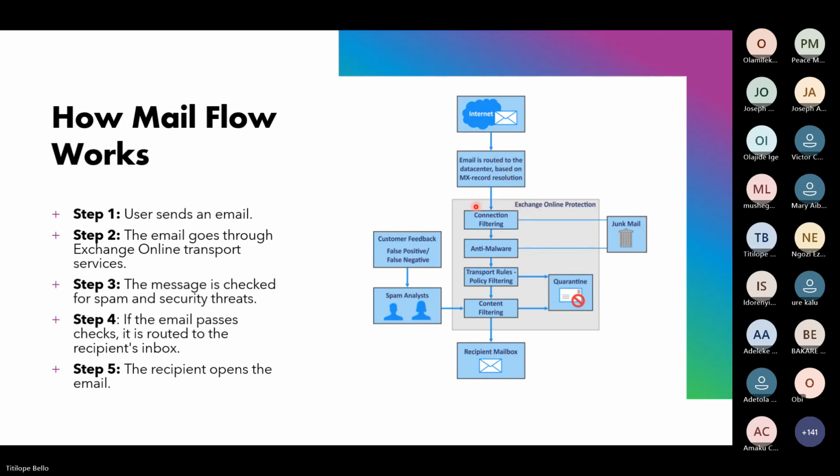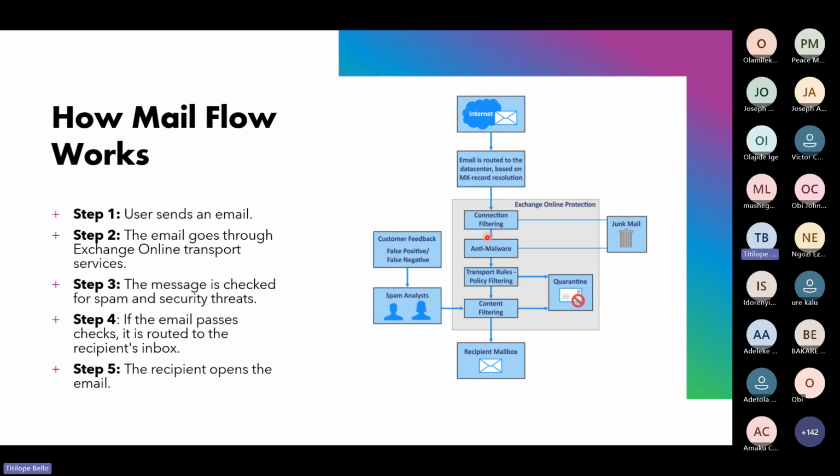Now, the first service that receives the email is called Exchange Online Protection. Exchange Online Protection receives the mail and filters it. When we say filter, it will check the email. Does it contain any form of malware? Does it contain any form of virus? Does it contain any corrupted information and all of that?